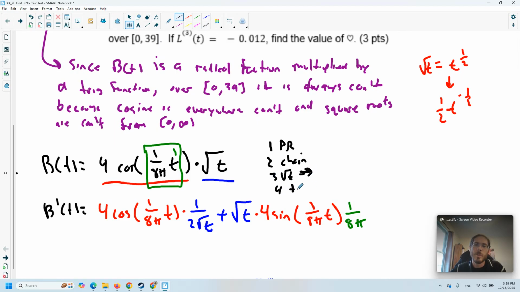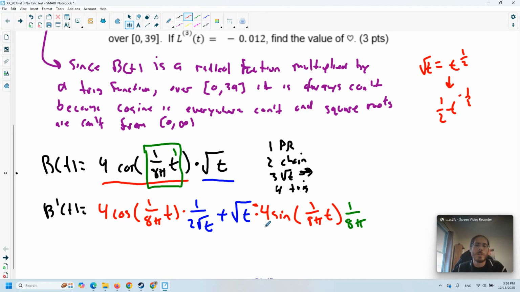And then point number 4 is the trig derivative. So if you showed that you could do cosine to, not sine, you gotta be careful. Negative sine. Almost messed that up. Derivative of cosine is negative sine, so about negative 4. So that would be where our 4th point comes from. So that's what we got.